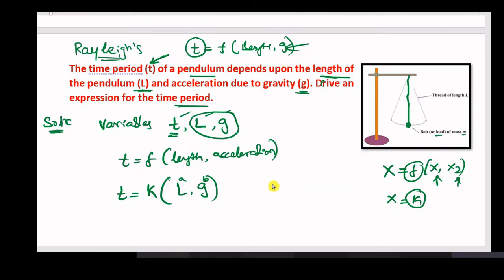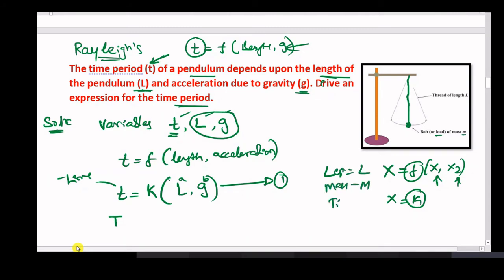Now I will write the dimensions. This equation I will take as number 1. What is the dimension of time? Time is T. For length, the dimension is L, for mass the dimension is M, and for time the dimension is T. So T is equal to k, you write as it is. In the bracket, what is the dimension of length? Already I have taken L. So L to the power of a.